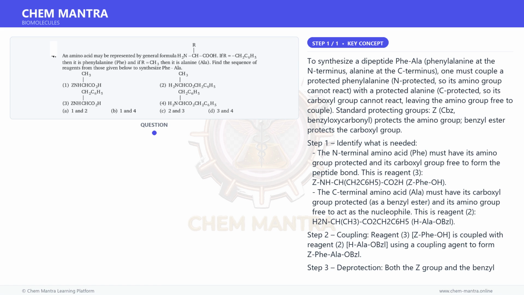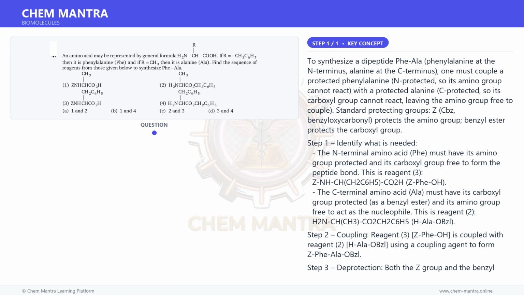Option A, 1 and 2. Reagent 1 is Z-Ala, Z-protected alanine. Coupling Z-Ala with H-Ala-OBn would give Ala-Ala, not Phe-Ala. Option B, 1 and 4. Reagent 4 is H-Phe-OBn, free amino phenylalanine benzyl ester. Coupling Z-Ala, 1, with H-Phe-OBn, 4, would give Ala-Phe, the reverse dipeptide, not Phe-Ala. Option D, 3 and 4. Coupling Z-Phe-OH, 3, with H-Phe-OBn, 4, would give Phe-Phe, not Phe-Ala.